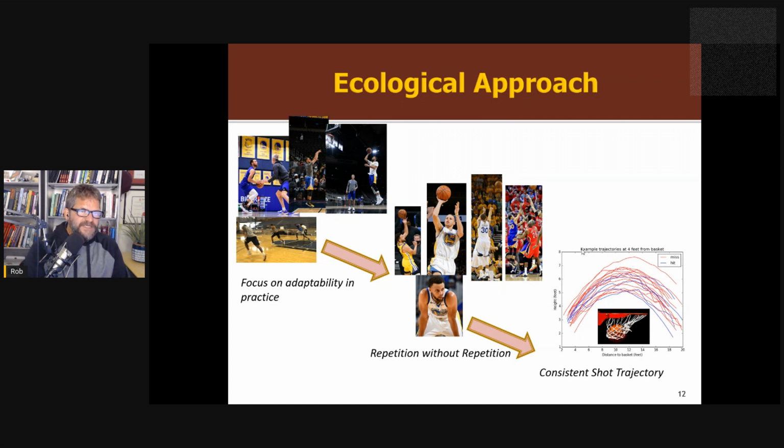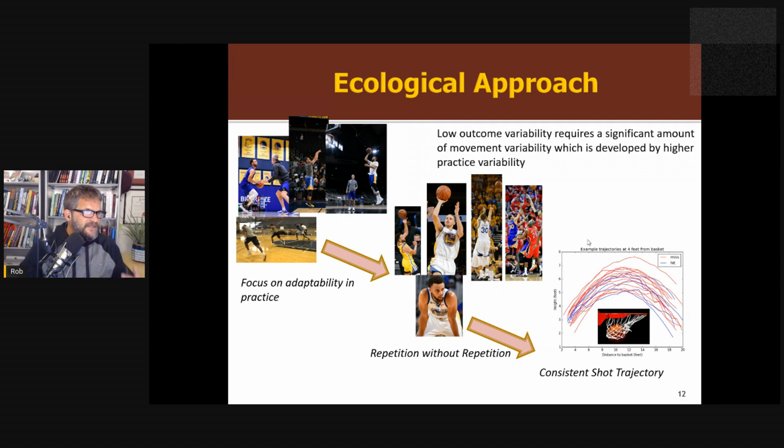So to get this repetition without repetition, we don't want low variability decomposed practice. Instead, we want to focus on adaptability in practice by using opposed shooting drills, shooting from distances, shooting on the move, doing what Stephen Curry did, getting fatigued between doing shooting drills and so on, right? So that's kind of the alternative view.